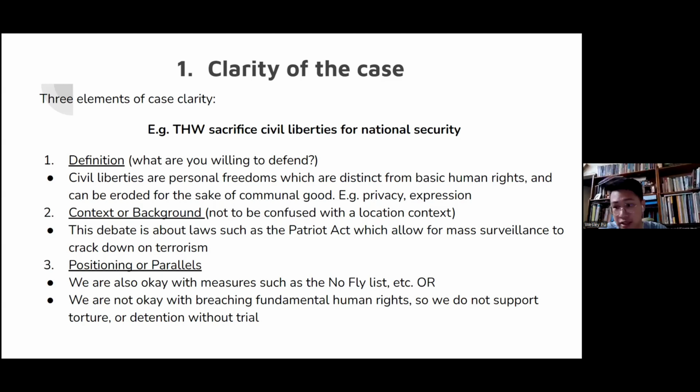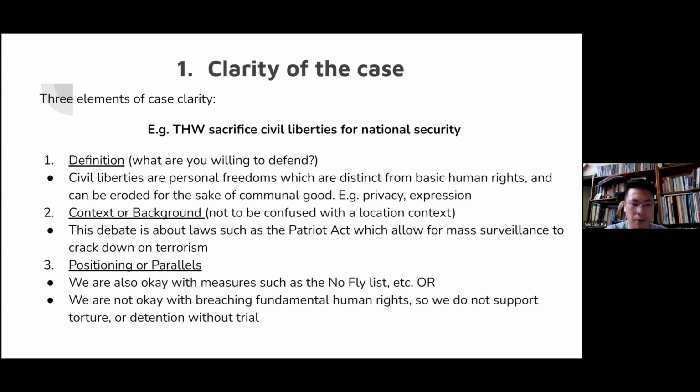For example, in the civil liberties debate, this debate is about laws such as the Patriot Act, which allows for mass surveillance to crack down on terrorism. Again, this is an illustration of what the debate would look like or what is actually happening in the real world, and not that this can only happen in this situation. So while this debate about civil liberties for national security is about the Patriot Act, it's not only about the Patriot Act. It's about multiple other laws that exist within multiple other countries that allow for civil liberties to be suspended for national security. This can look like the Sedition Act as well. In certain other countries, like Bangladesh, has these as well.